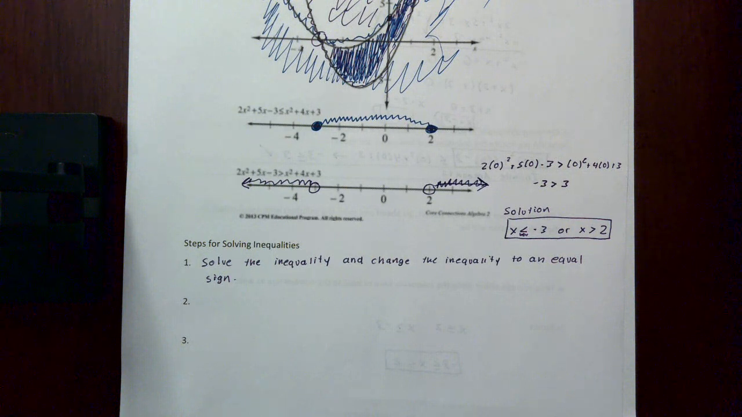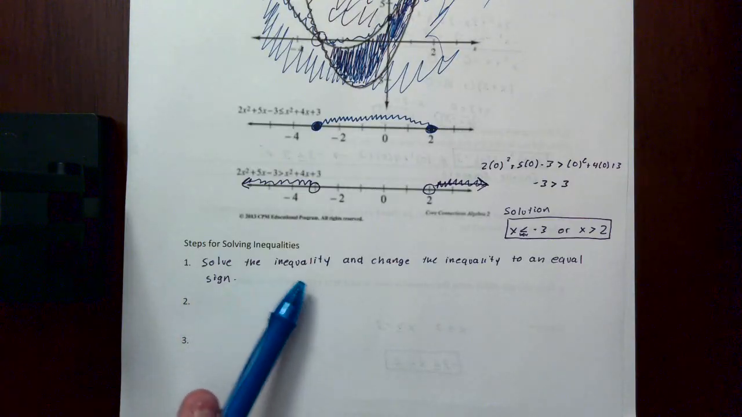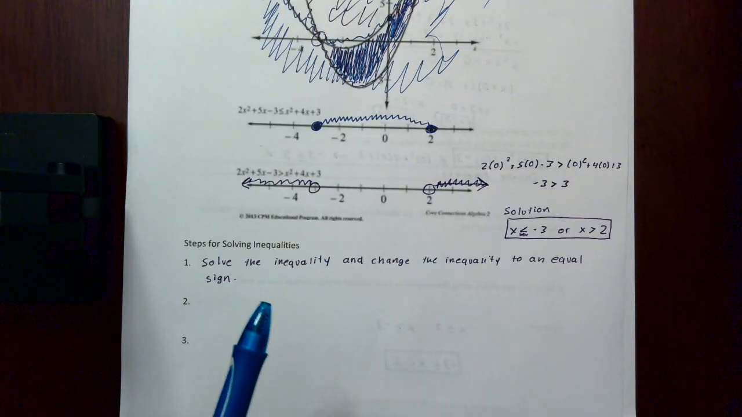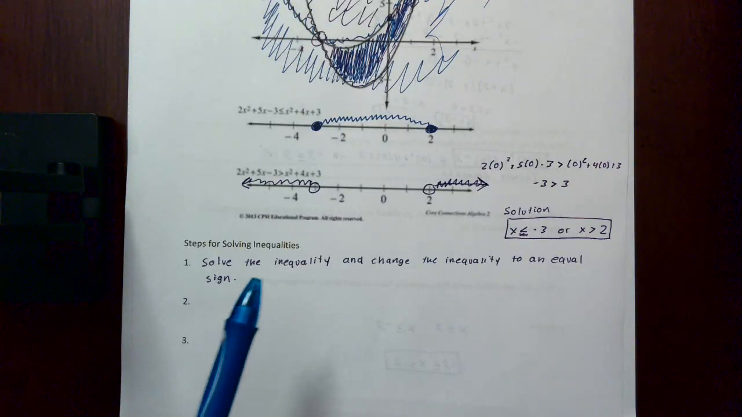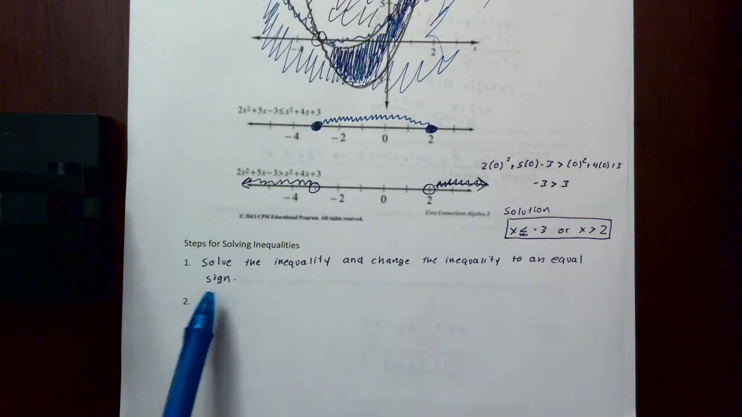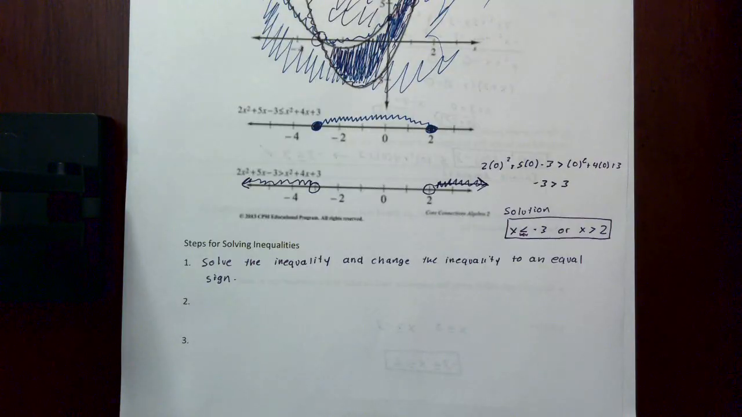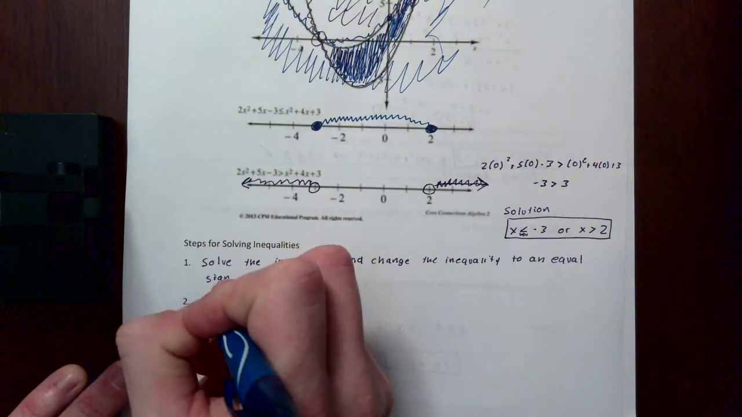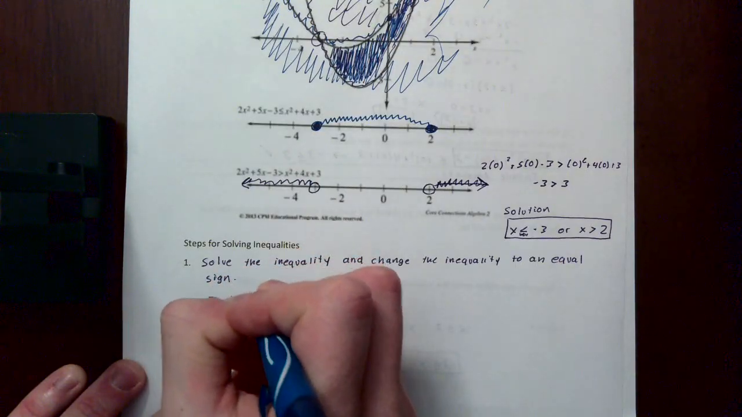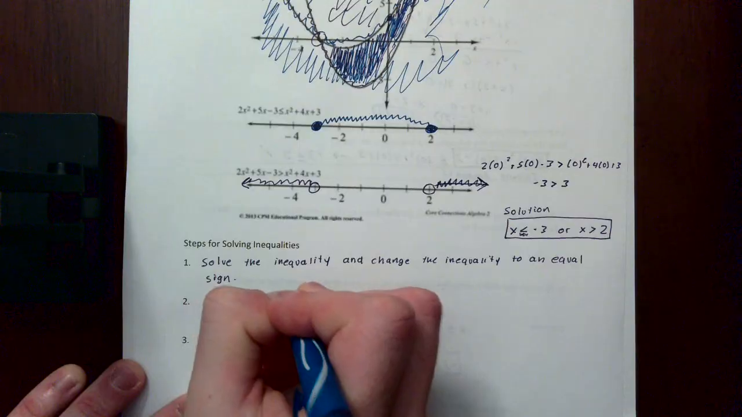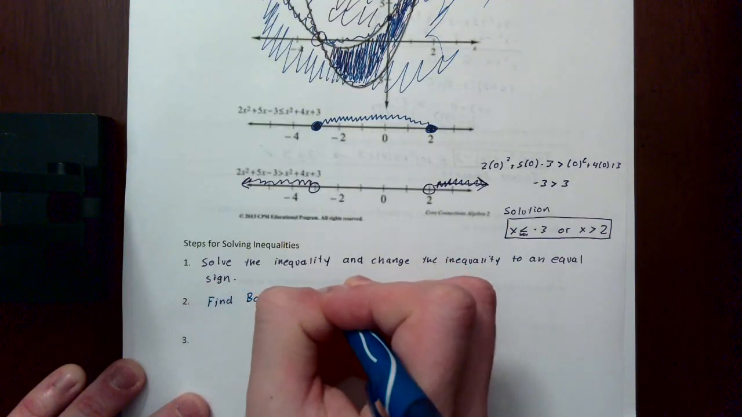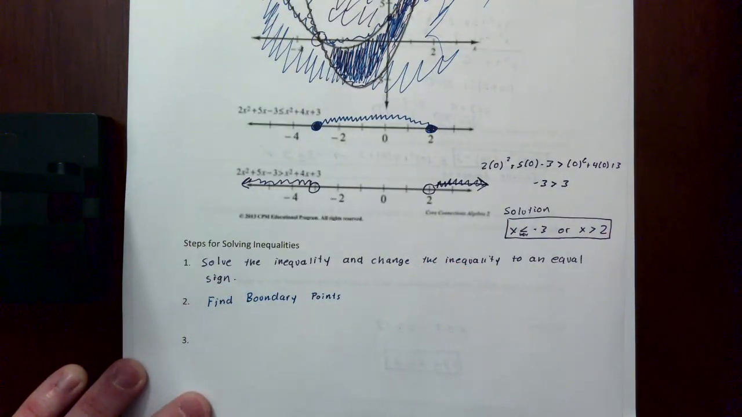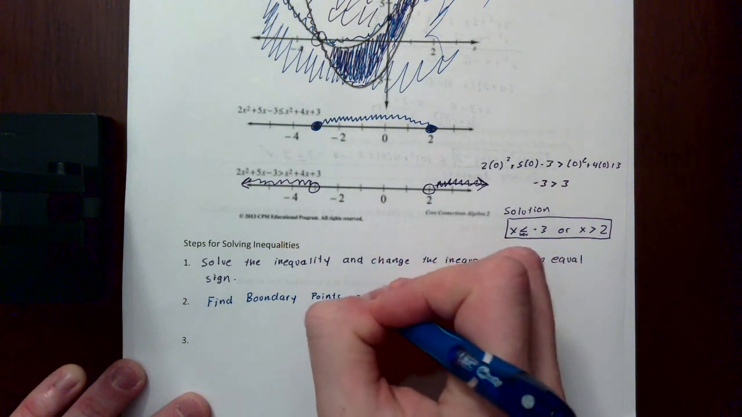Again, you have to make sure you're cognizant of that, and we'll practice those kinds of problems later. But I always tell them to solve the inequality, whether it's an absolute value or a square root function, and then change the inequality to an equal sign so you can solve it. Now, once you get that, step 2 is that you found your boundary points. Your boundary points are those points that you solve for when you get the equation. And then you're going to go ahead and test your solution.